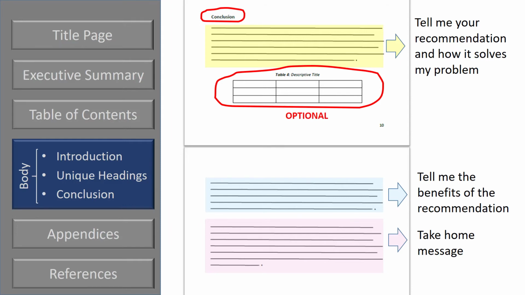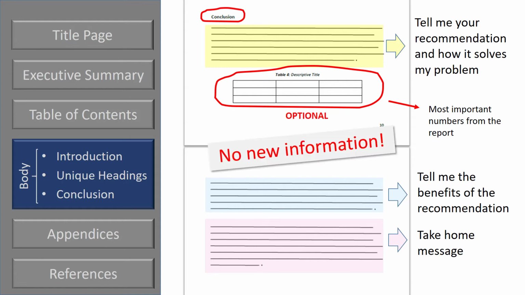If you choose to use a table, the table would summarize the most important numbers from your report. One key point I would like to emphasize is the conclusion is a summary. There should be no new information or ideas in this part of the report.